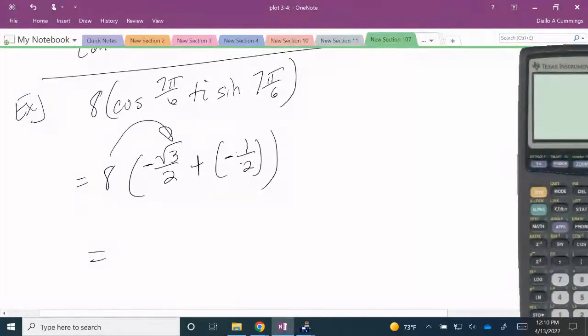Now we're going to distribute. So the 8 and the 2 reduce down to 4. So I have negative 4 square root of 3. A positive times a negative is a negative. Okay, and you want to make sure that you always have your i for the second term. So I have minus 4i. So we have negative 4 square root of 3 minus 4i. And I was running into a problem when I actually put this in. So let's see what happens.